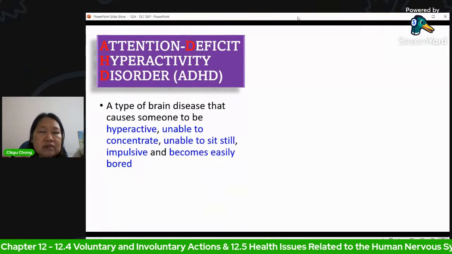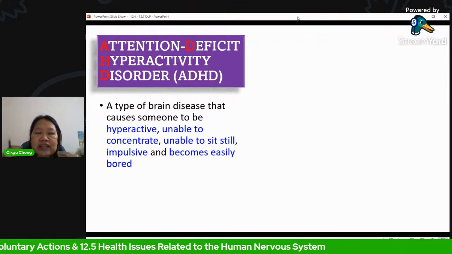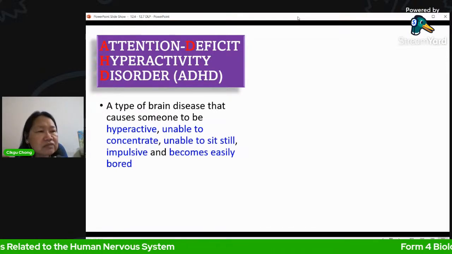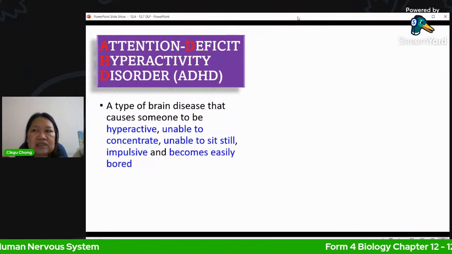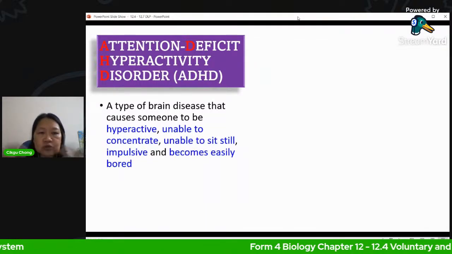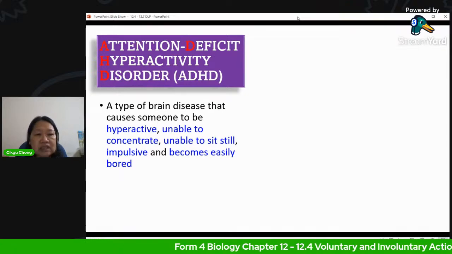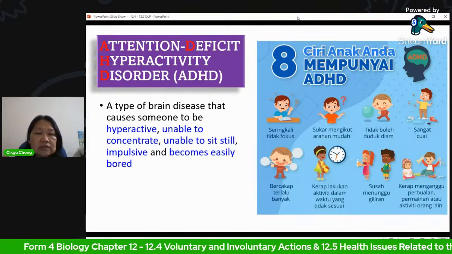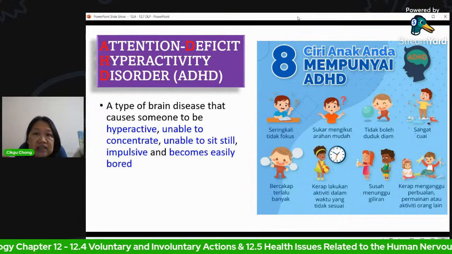Tak berfikir panjang. Impulsive means they do things quite quick and fast without really thinking through the effect. What happens if I do this? What happens in the future if I do this and that? They just do it, right? Impulsive, and also easily bored. So these are the symptoms or features of people who have ADHD.